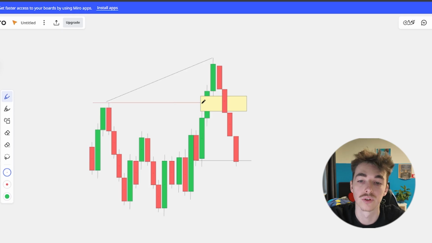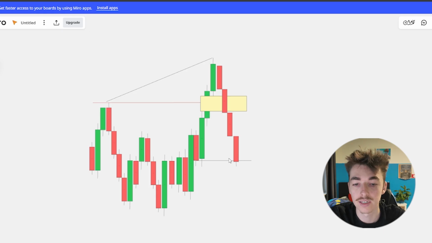We also inversed our fair value gap. We closed below it, meaning we do not respect it. And then we also had a close below my CISD level. Right here is the close. So we respect the CISD close below. This is the point where I will enter my position.